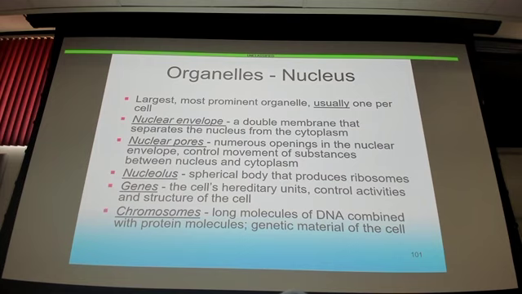We'll get to how that happens. I won't get that far ahead. There's a nuclear envelope surrounding. It's a double membrane sac that surrounds the nucleus. And in that membrane, you have nuclear pores. Nuclear pores are where things go into and out of the nucleus.